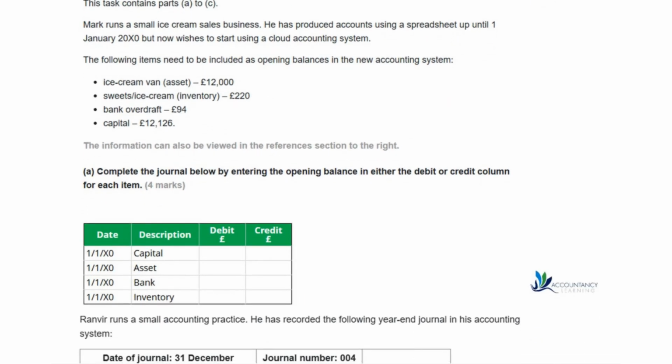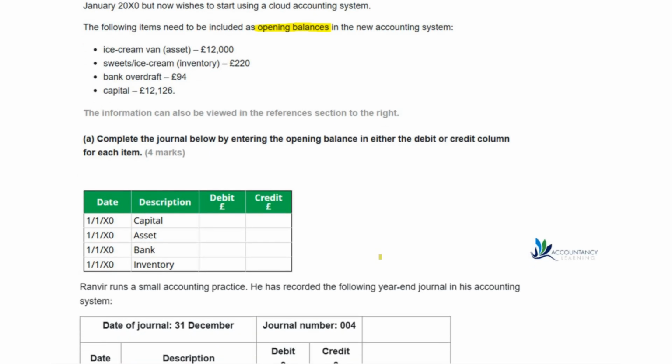Mark runs a small ice cream sales business. He has produced accounts using a spreadsheet up until the 1st of January 20XO, but now wishes to start using an accounting system. The following items need to be included as opening balances in the new accounting system, and we're given a number of items there. Part A asks us to complete the journal below by entering the opening balance in either the debit or credit column. So we need to identify whether they are a debit or a credit balance.